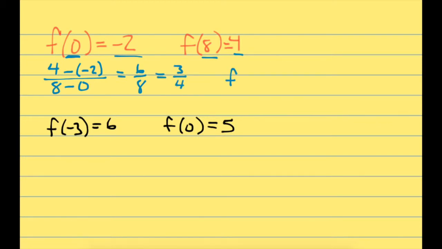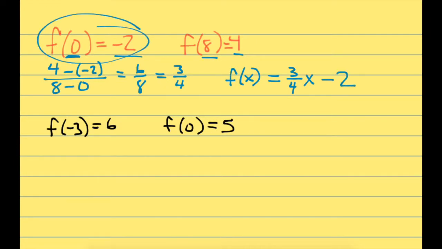So our equation is f of x equals 3/4 x, that's from our slope, and our y-intercept we said came from the point where x is 0, so we got -2.